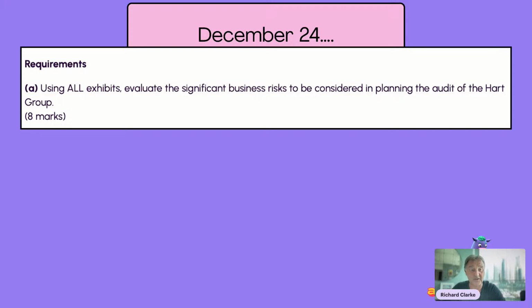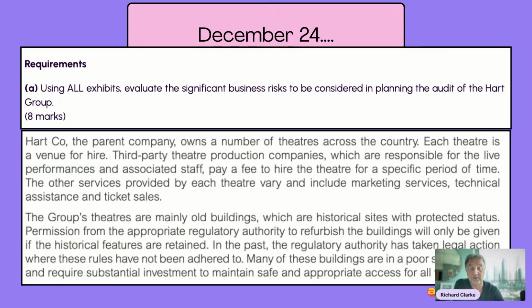Evaluate the significance. What do you think significant means here? I've already told you, if you think about it, I've said ones that are big, size, and ones that are likely to happen, probability, to be considered in planning the audit of this group for 8 marks. 8 marks, how many well-explained points do we need to write, therefore? Hopefully you're shouting at the screen, 4 points, because there's 2 marks per well-explained point. We're not going to do all the question. I just want to introduce the techniques and how we would do it.